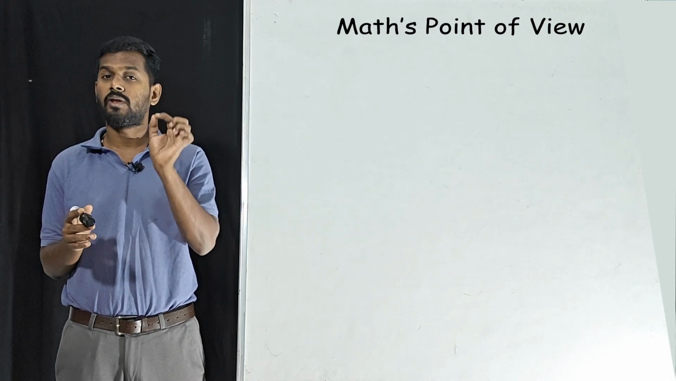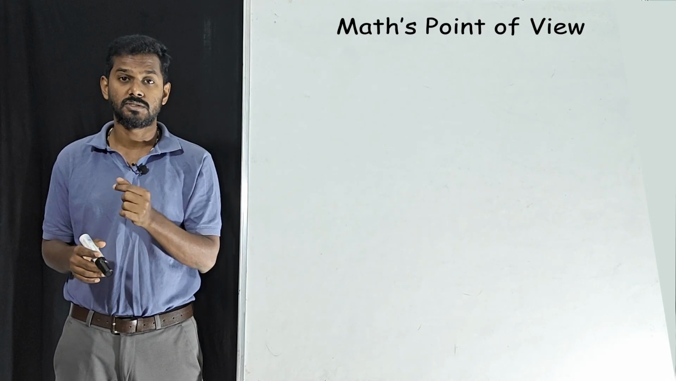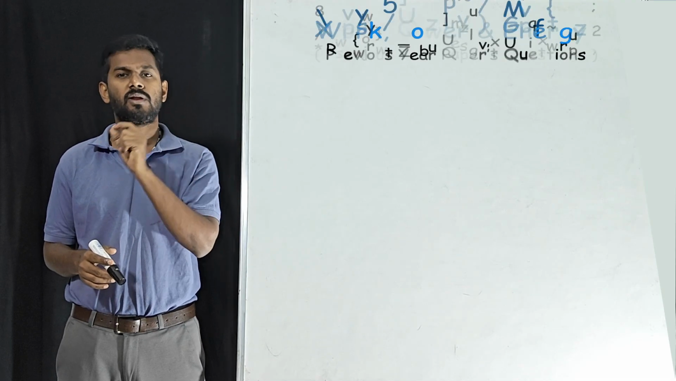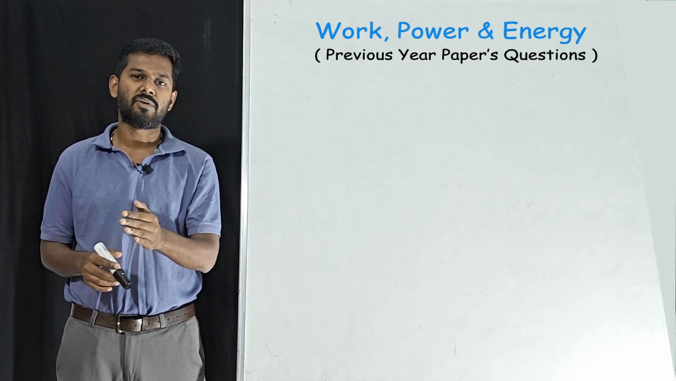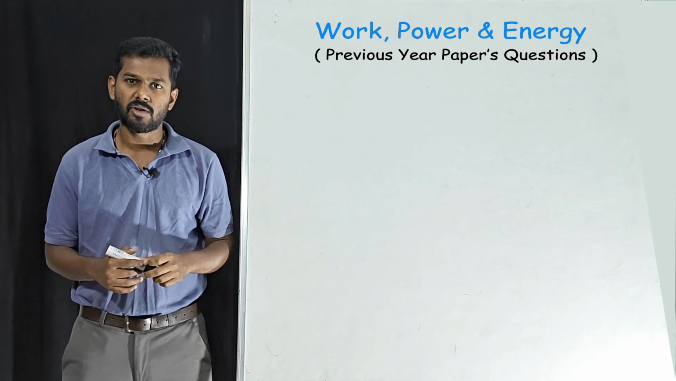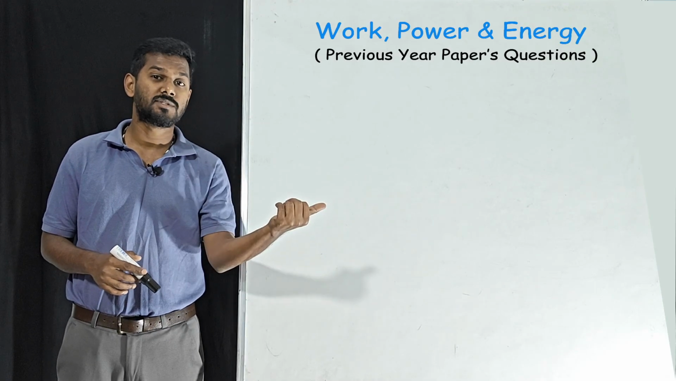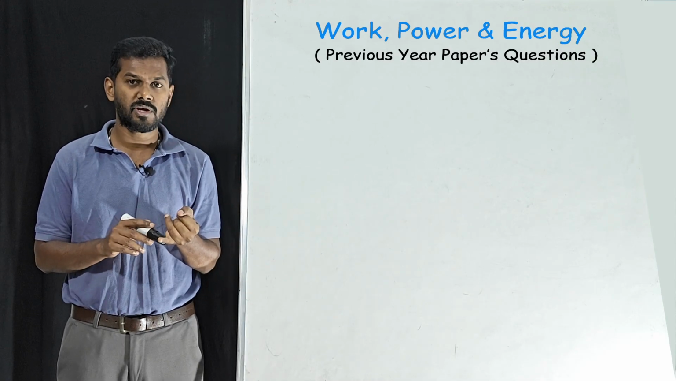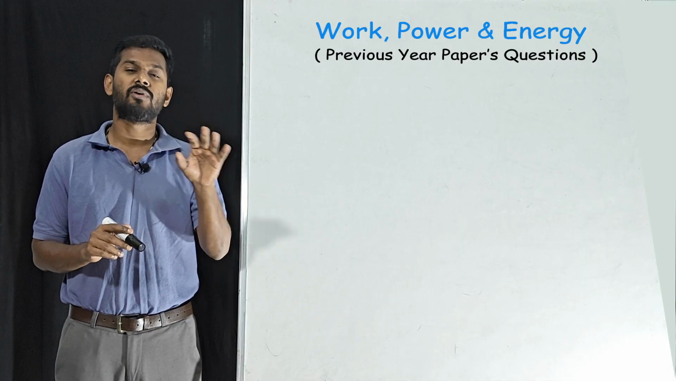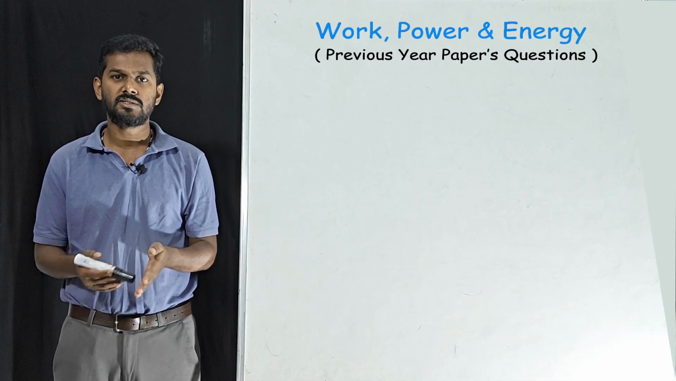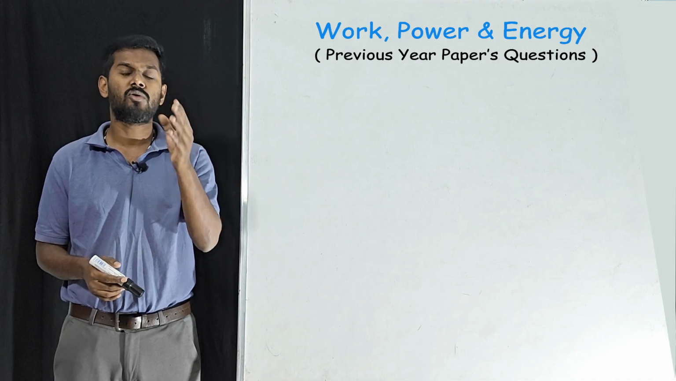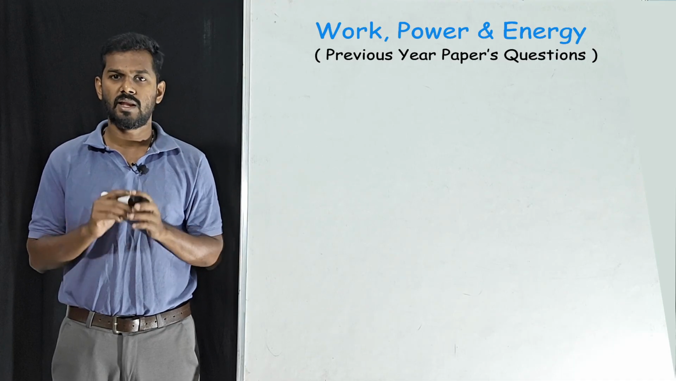Today we are going to solve each and every previous year question from the chapter Work, Power, Energy. We are going to start from 2017 to 2025. Why not before 2017? Because the syllabus was different and the questions were very simple. Now, in the current situation, logical questions are more and direct questions are less.